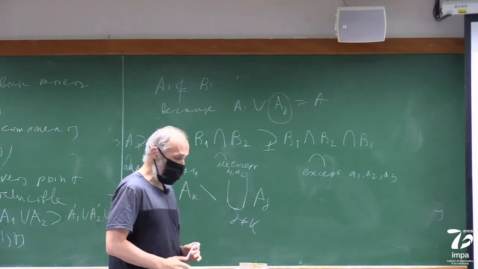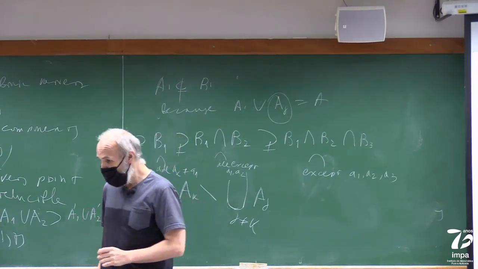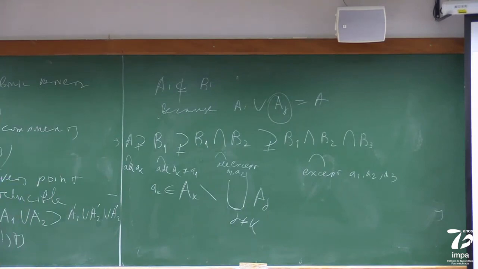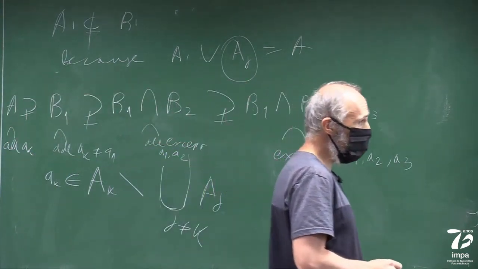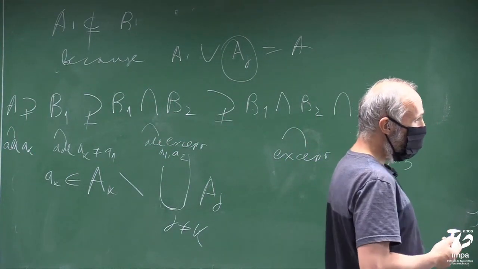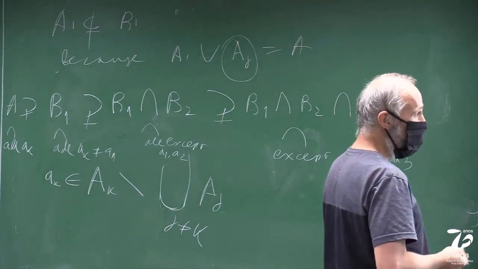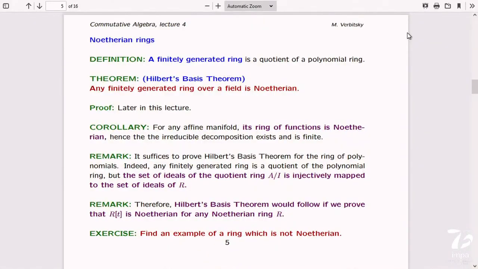Now we can proceed to the proof of Hilbert basis theorem about Noetherianity of polynomial ring. Well, finitely generated ring, but if you think of it, this is enough to prove just for polynomials. This is the main idea of the argument. So this theorem, Hilbert basis theorem, immediately implies that there exists an irreducible decomposition for each affine variety. I said manifold, I meant variety, sorry.